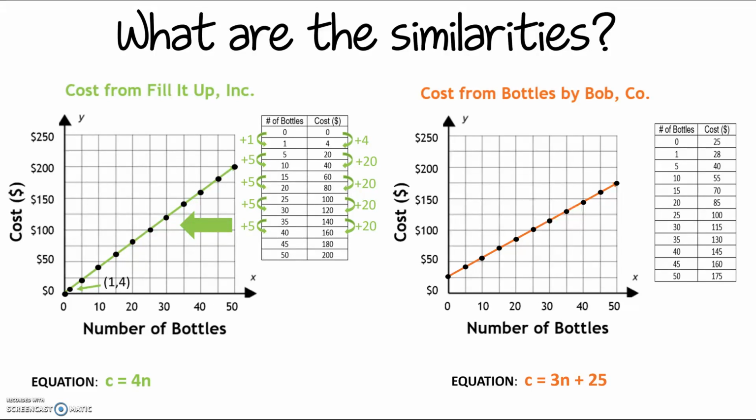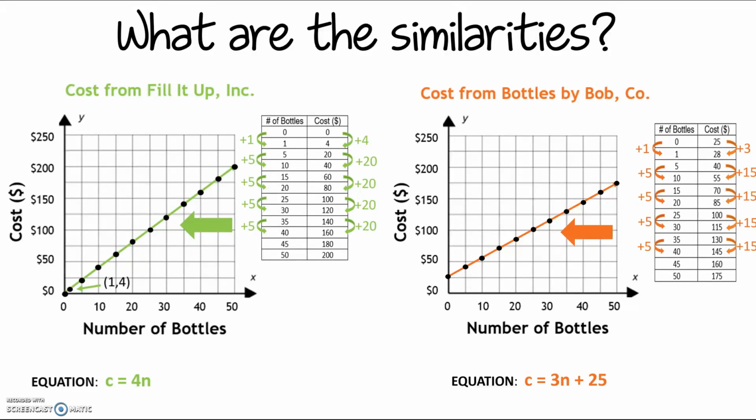a straight line. If we look at the table for Bottles by Bob on the right, the cost for one water bottle is $3. So the cost for 5 water bottles is 5 times 3 or $15. Again, the cost per water bottle does not change, and when graphed, it makes a straight line.